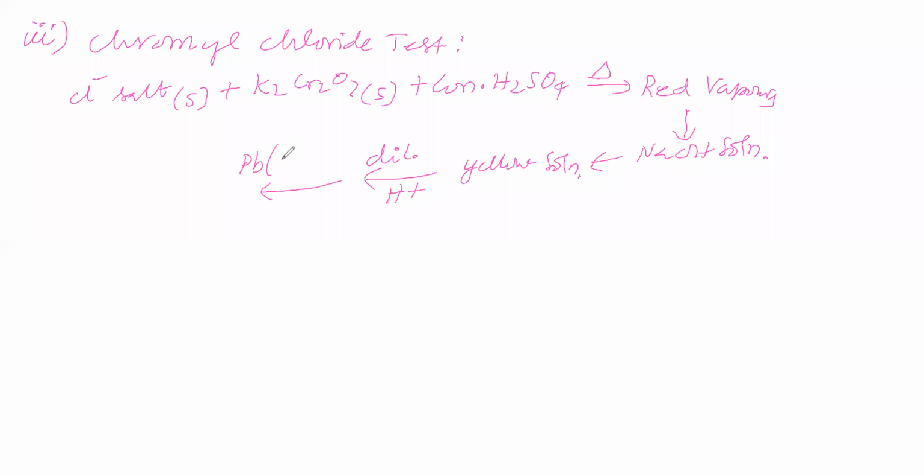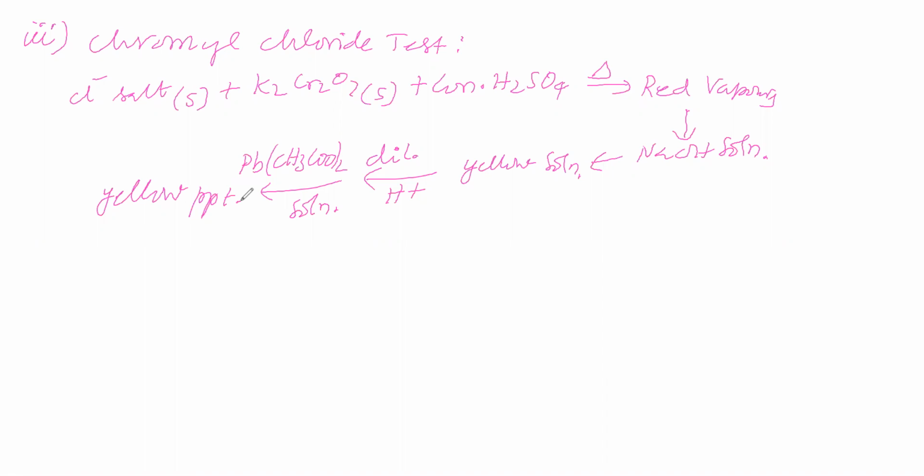Next, we are adding lead acetate solution. Due to the addition of lead acetate solution, we are getting a yellow precipitate. This test is called the chromyl chloride test. Now, how to do this test?